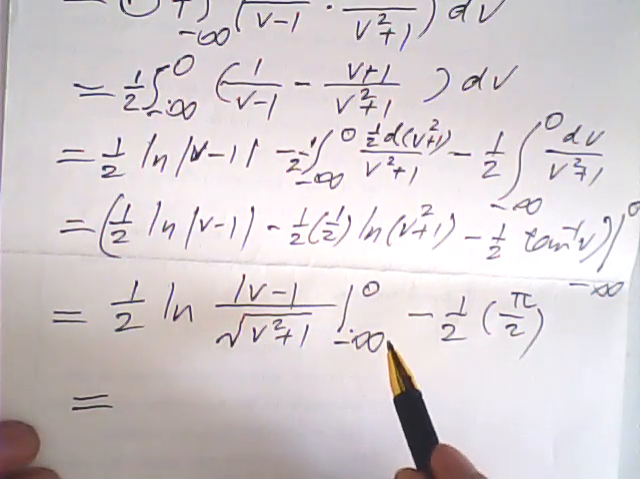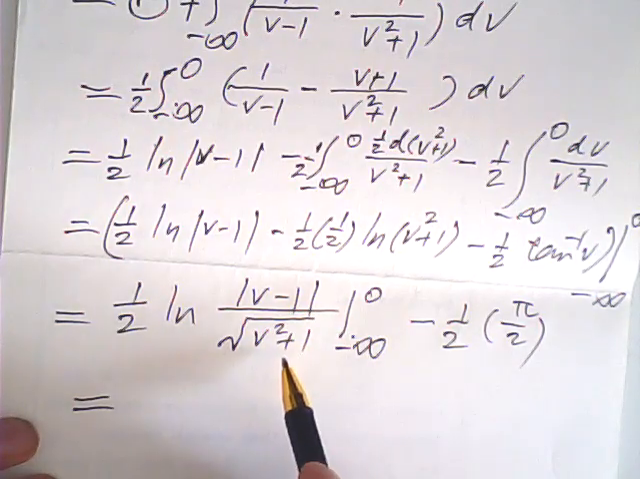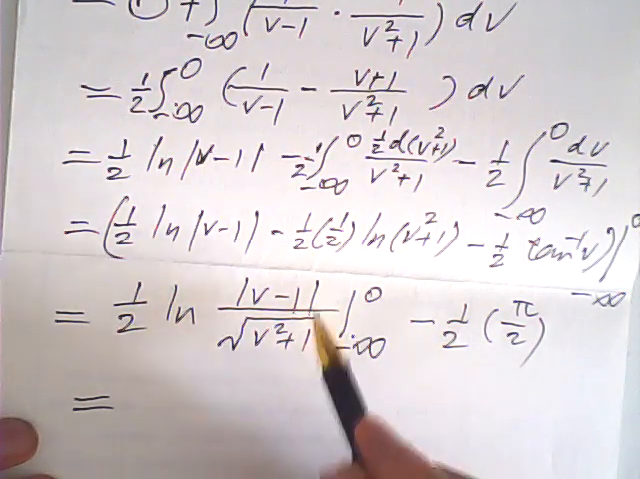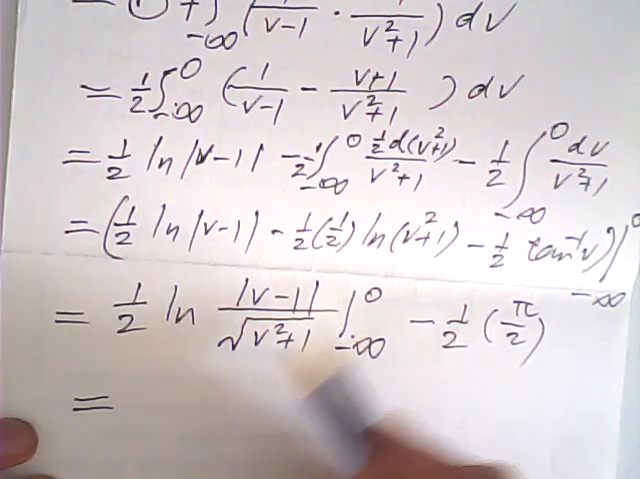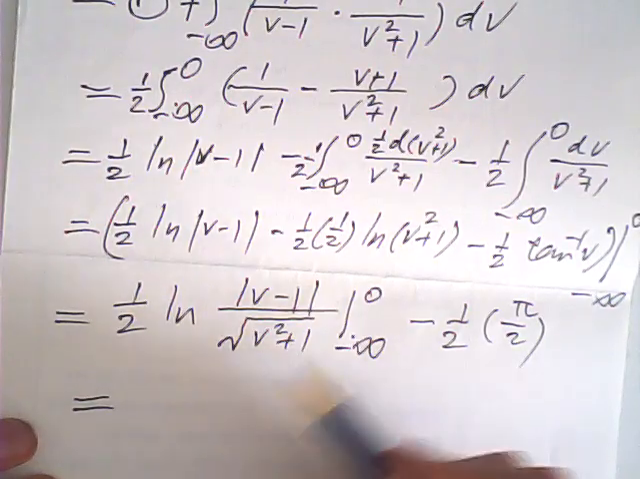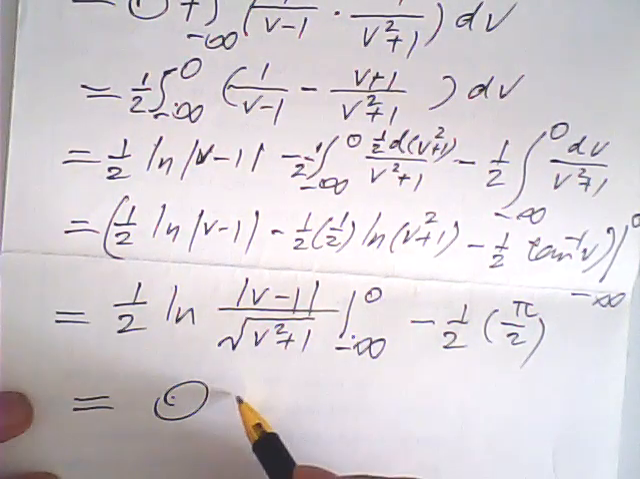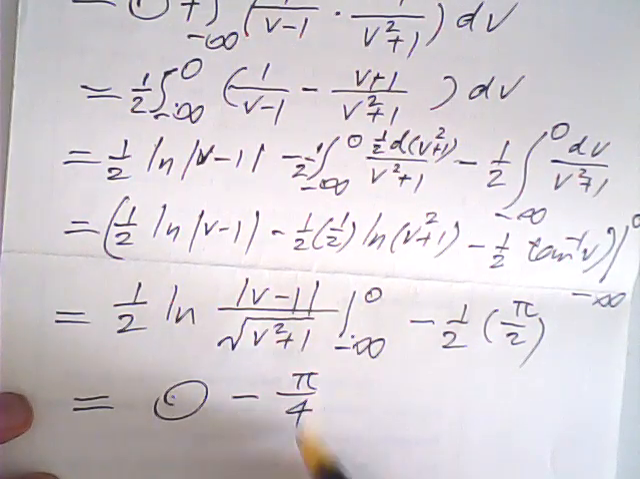So, yeah, it's good. And when v is 0, it's 1, right? So log 1 is 0. When this is infinity, it's also 1. So this is 0, minus 1/4 pi.